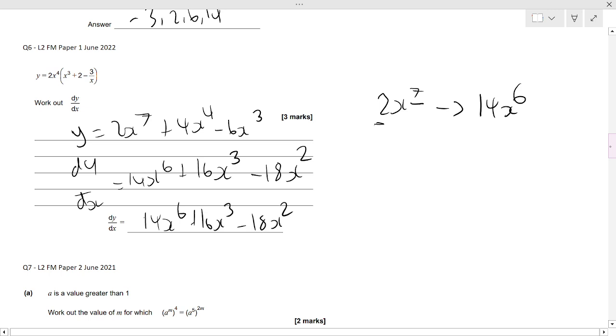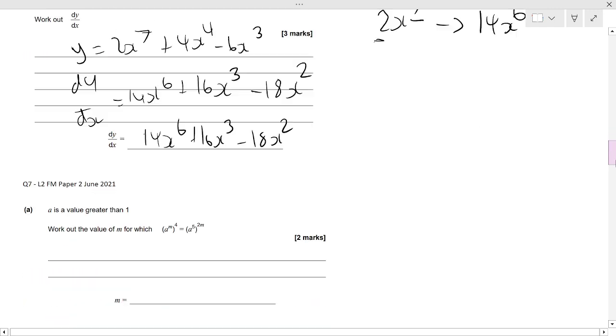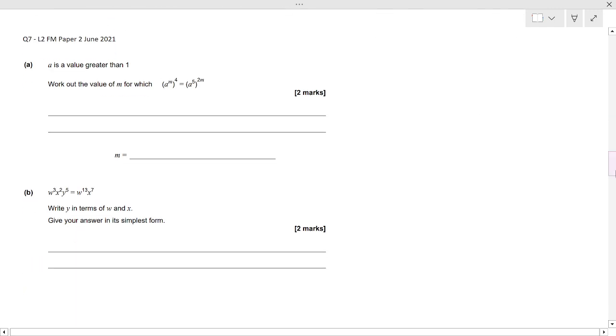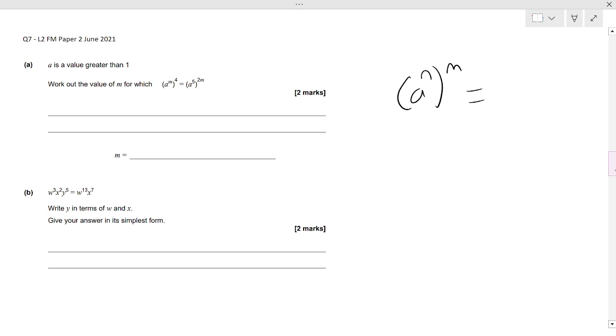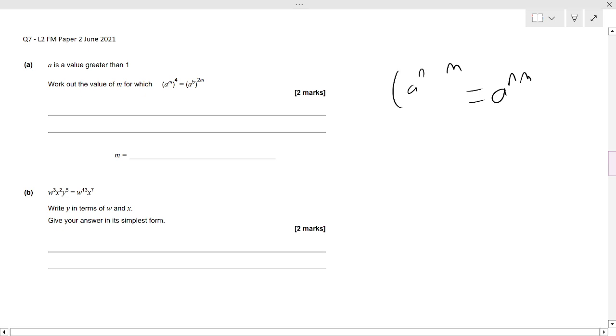Great. Okay, question 7. a is a value greater than 1. Work out the value of m for which this ugly looking expression occurs when it's equal to each other. Okay, well, let's just simplify this ugly thing. So this screams this power law here. If you have a to the n, all to the power m in particular, you're going to times the powers, right? If you have something in the bracket raised by a power, you times the powers together. You should remember that from normal GCSE.